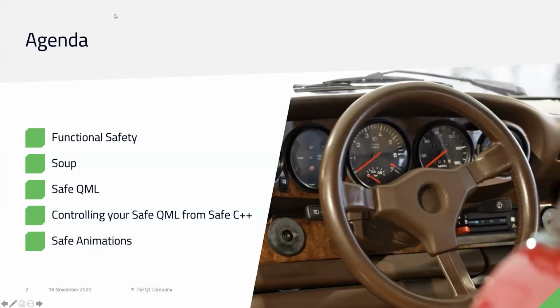We'll take a quick look at functional safety and what we mean by functional safety. We'll take a look at SOUP, which is a bit too early for lunch, so we'll look a bit more at that later. We'll have a look at what we mean when I'm talking about safe QML, and look at safe QML controlled from your safe C++. Finally, I'm going to cover the new safe animations, which is a new feature of Qt Safe Renderer 1.2 that's coming out fairly soon. So we'll take a look at how that runs.